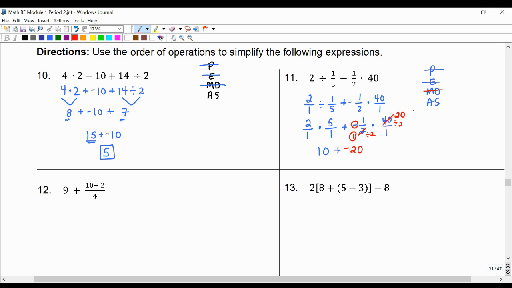Last step is I'm going to do my add, subtract. This is more dominant, different signs. So it's going to be negative 20 minus 10 is 10.